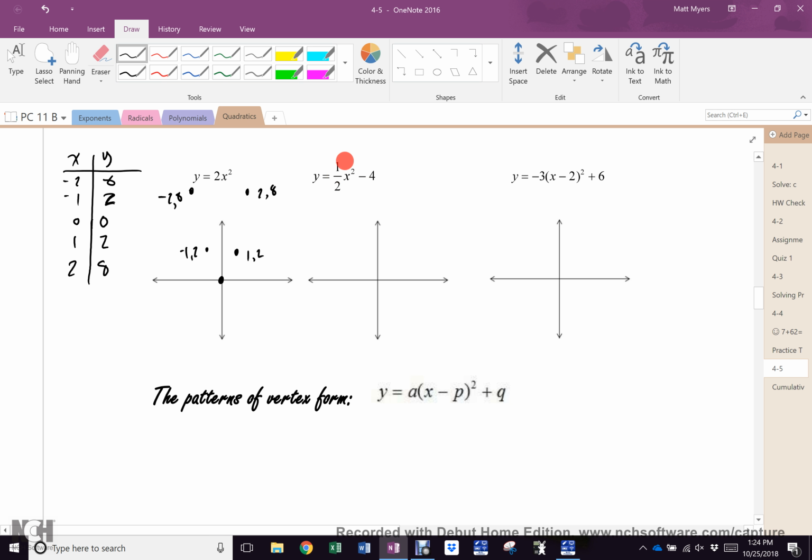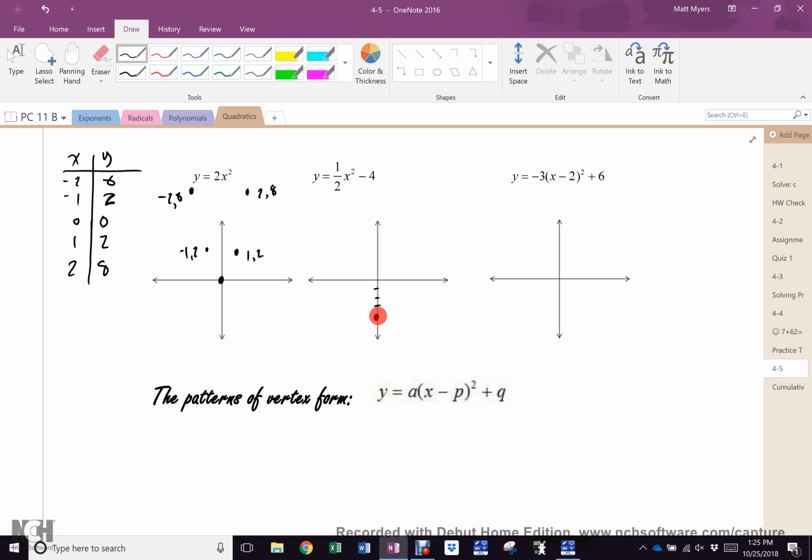Is my vertex here 0, 0? No, of course not. What is it? -4. So I slide down 1, 2, 3, 4. And normally I would go to the right 1 and up 1, correct? Yeah. But that is not the case in this one, is it? How far up will I go? A half. Now that's a bit of a pain on a hand-drawn graph, isn't it?